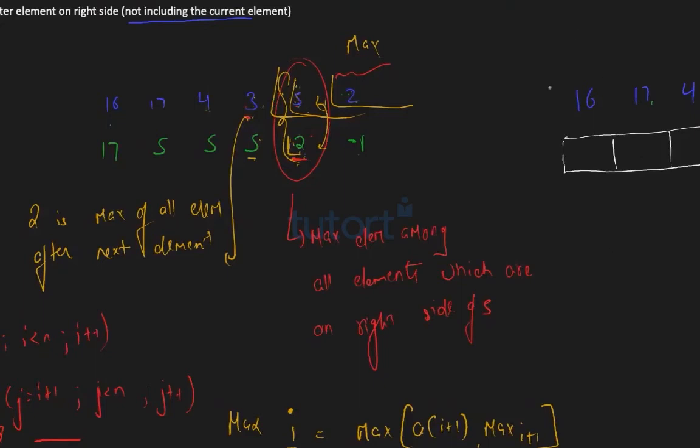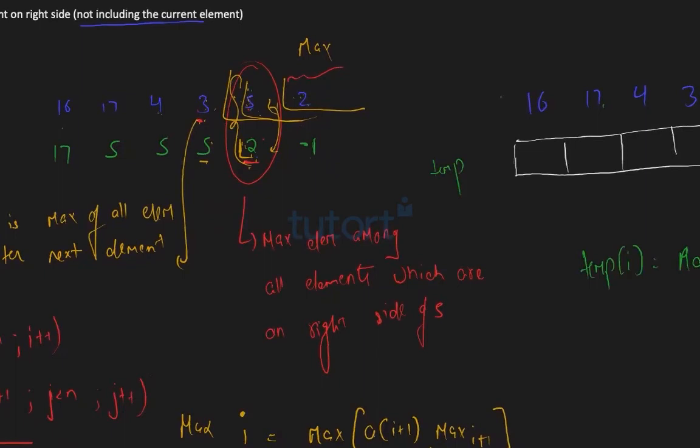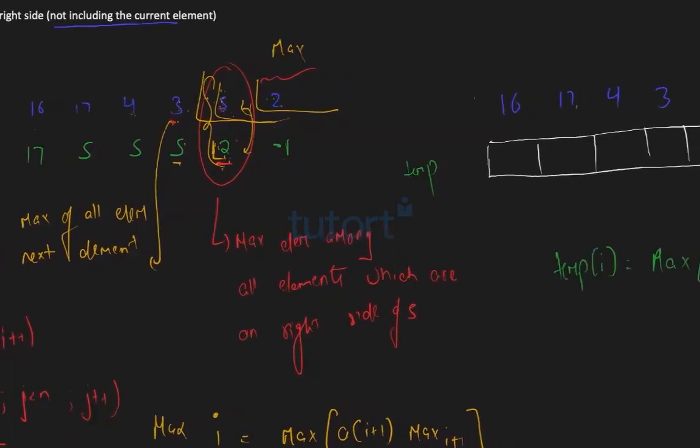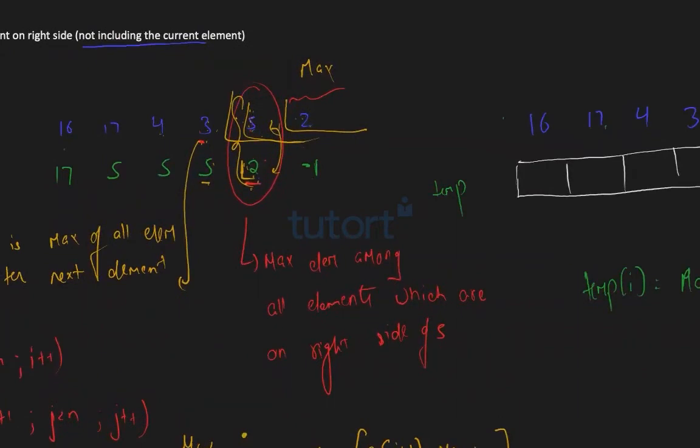So one way to implement this is I can take an extra array. I will initialize it with -1. Then I will be comparing the original array and the extra array. Let's say this is temp. To fill temp of i, I will just compare and take the maximum of A of i plus 1 and temp of i plus 1. So 2 and 1 it will be 2, 5 and 2 it will be 5, 3 and 5 it will be 5, 4 and 5 it will be 5, 17 and 5 it will be 17.